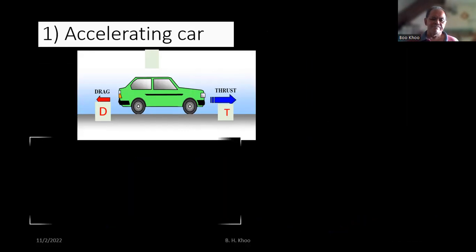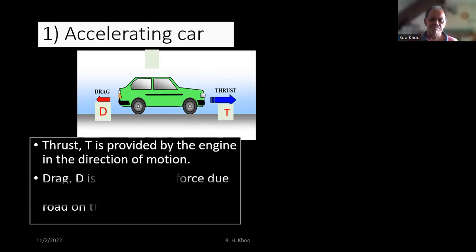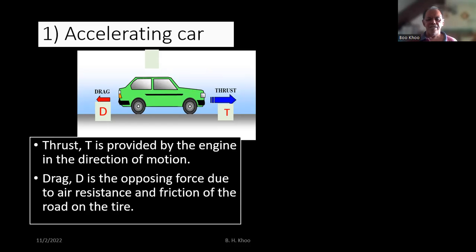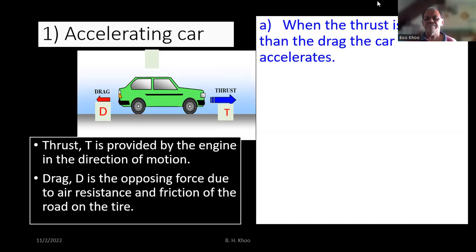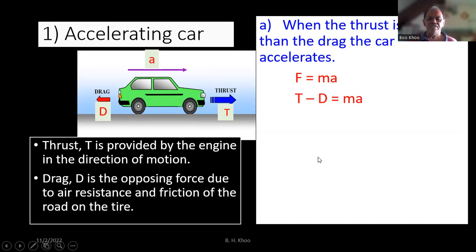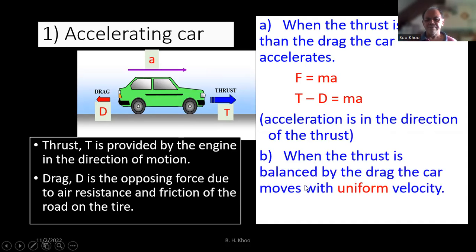Accelerating car. There's a thrust provided by the engine. There's a drag, an opposing force due to air resistance and friction of the road and the tires. When the thrust is greater than the drag, the car accelerates. That's how we calculated previously. When the thrust is balanced by the drag, the car moves with uniform velocity. That's what we summarized previously.